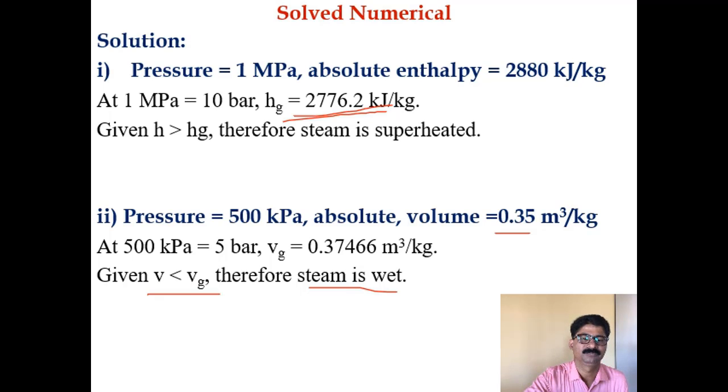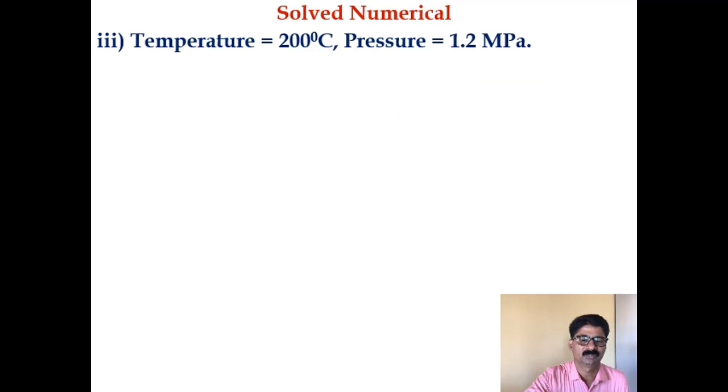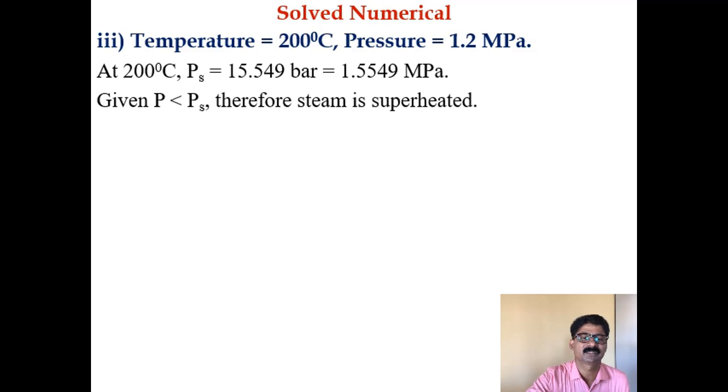Okay. Now go to sub question number 3. Temperature is 200, pressure is 1.2 megapascal. So let us note down at 200 degrees Celsius what the saturation pressure is. The saturation pressure is 15.549 bar or 1.5549 megapascal. So at 200 degrees Celsius, the saturation pressure is 15.549 bar, but the given pressure is less than that. So if pressure is less, then the steam is superheated.